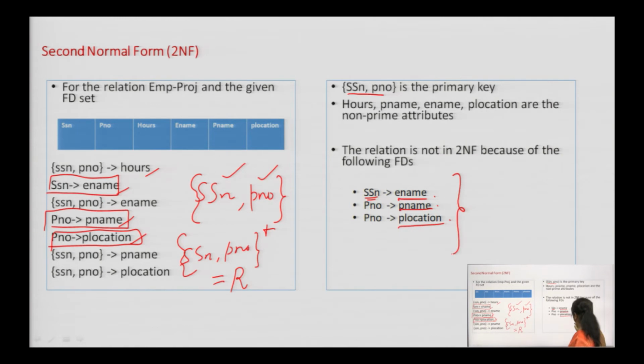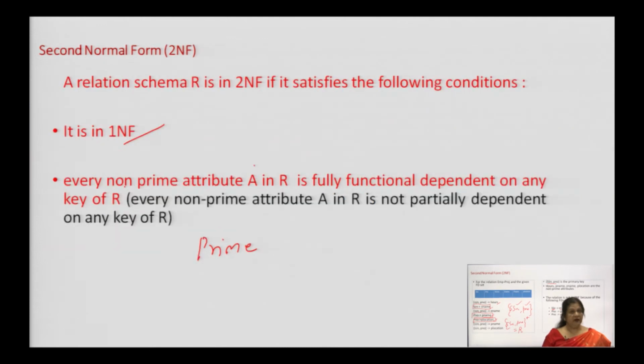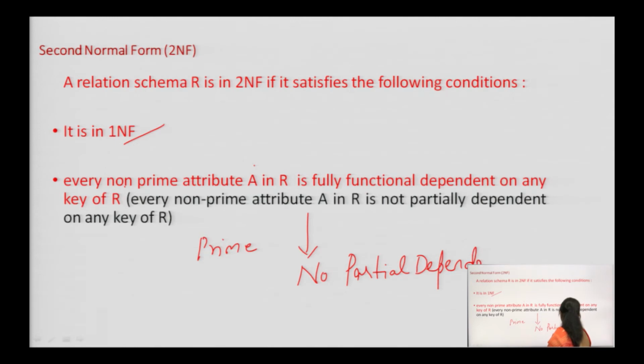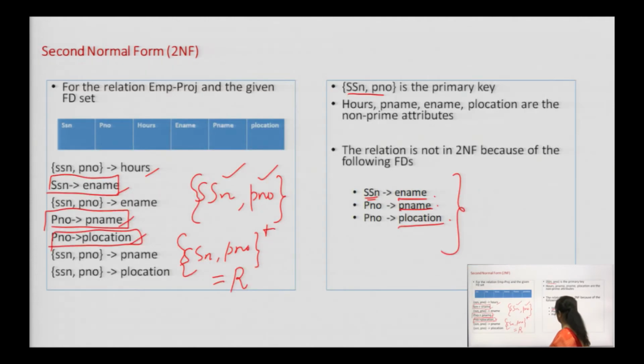So, all these three dependencies are partial functional dependencies, and what did we say? We said a relation schema is in 2NF if every non-prime attribute is fully functionally dependent on the key of R, or we can simply say no partial dependency exists. But in our example, these three partial dependencies exist, hence we will say that the given relation is not in the second normal form.